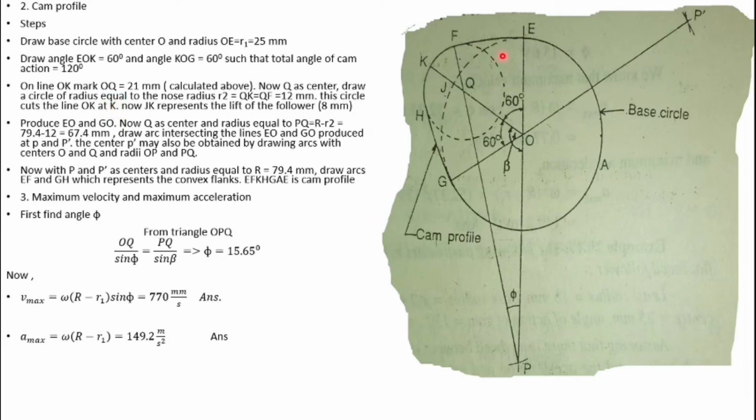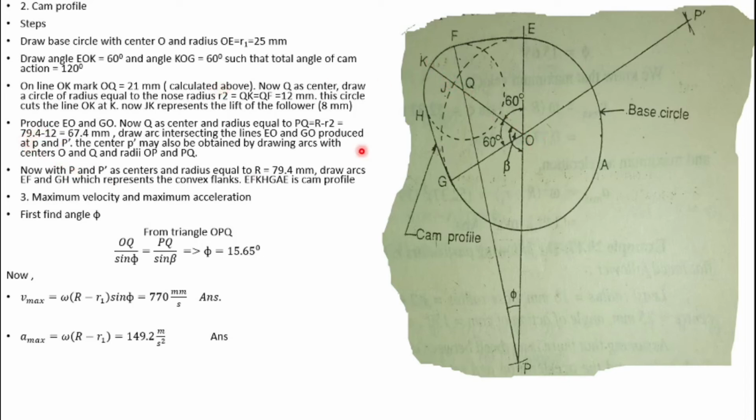So line OK cuts the base circle at J, and JK will be the lift, which is equal to 8 mm. So we can draw this. Also JK is 8 mm. We can find it from here also, because we have already drawn this nose circle, and on line OK we find J, and OJ is again the base circle radius.